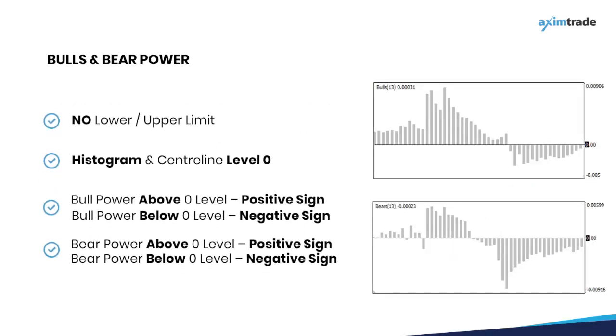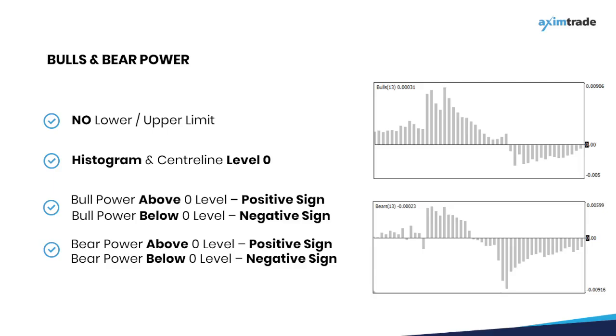This indicator does not have a fixed range and is a fully unbounded oscillator, which has no lower or upper limit. The indicator plots as a histogram with a center line that corresponds to the level 0, in order to determine who is in power based on the center line.